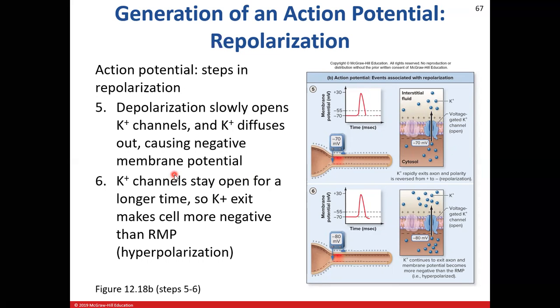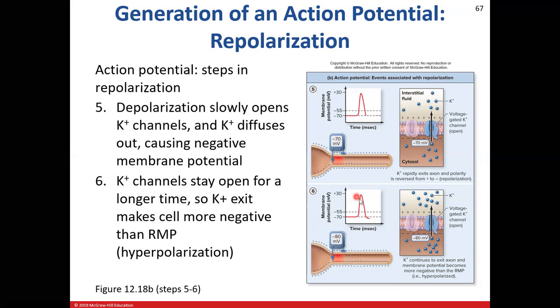Now we'll find that the potassium channels stay open for a little bit longer past our resting membrane potential. And that allows an excess efflux of potassium out of the cell. And that actually makes the cell a little bit more negative than the resting membrane potential. And this is what we call hyperpolarization.